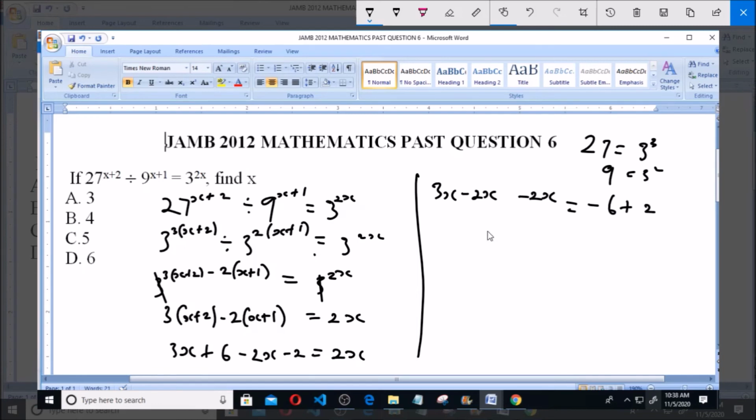Now we'll be having what? 3x minus 2x will give us x. x minus 2x will give us minus x is equal to minus 6 plus 2, which will give us minus 4.